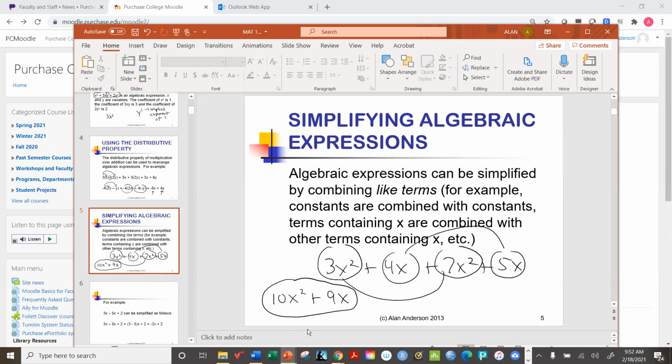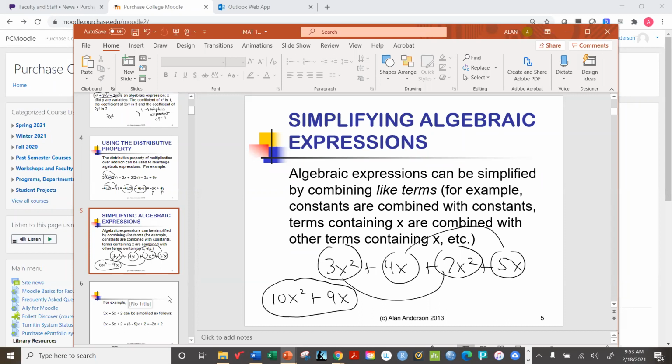Okay, so just look for any what we call like terms, and constants would be considered like terms as well. That's what we're being asked to do here. Simpler is always better. All right, so let's look at some quick examples of this where they're a little bit simpler actually, but they may involve the distributive property.